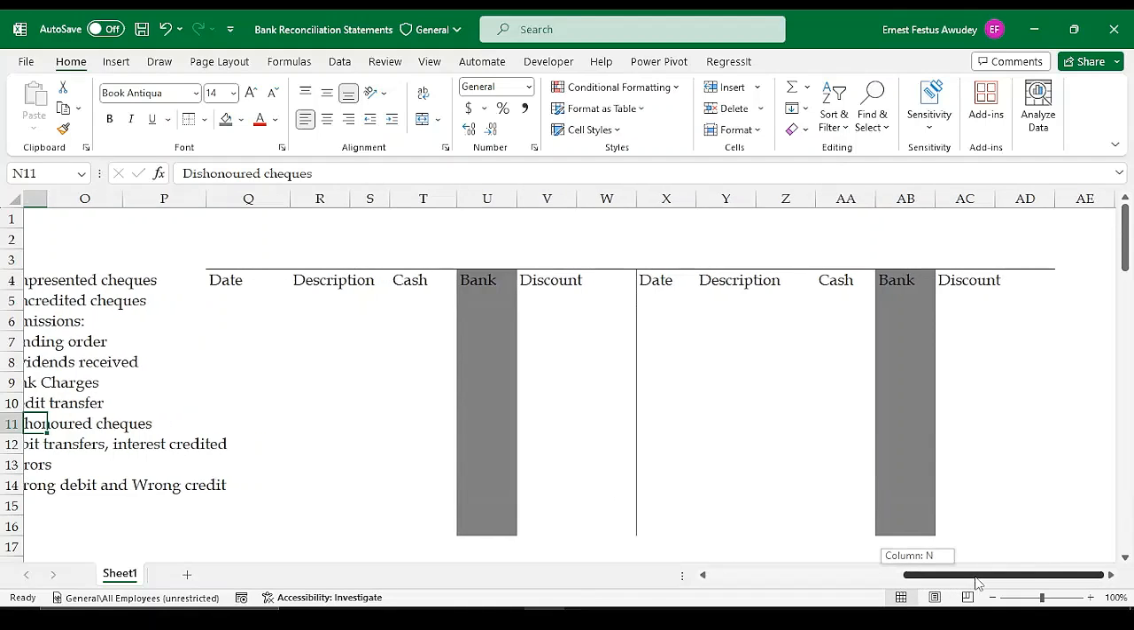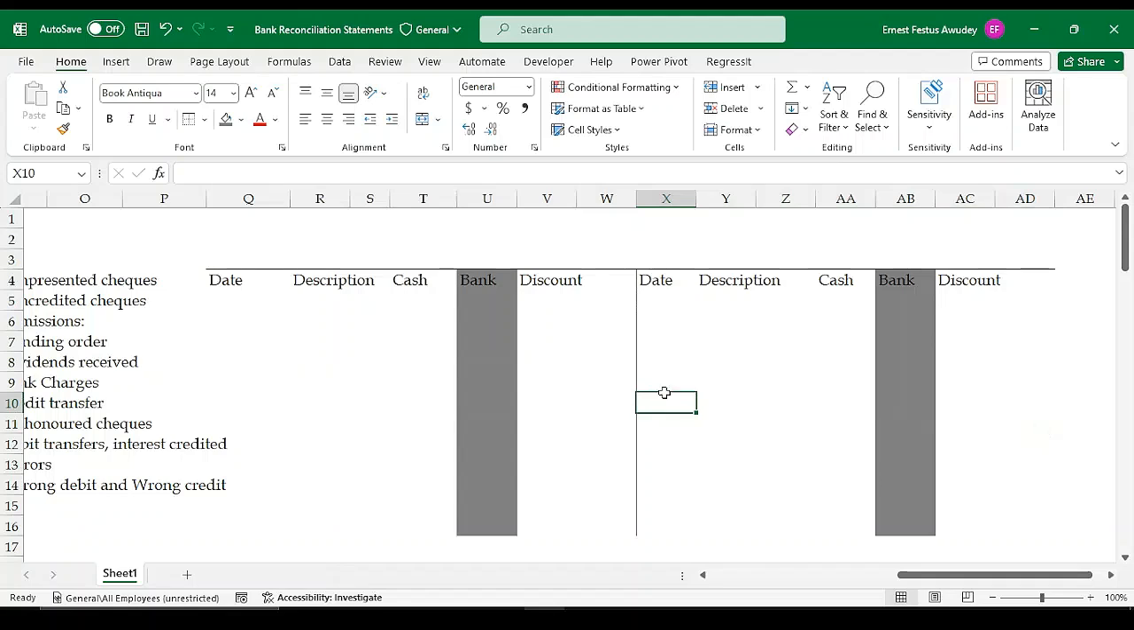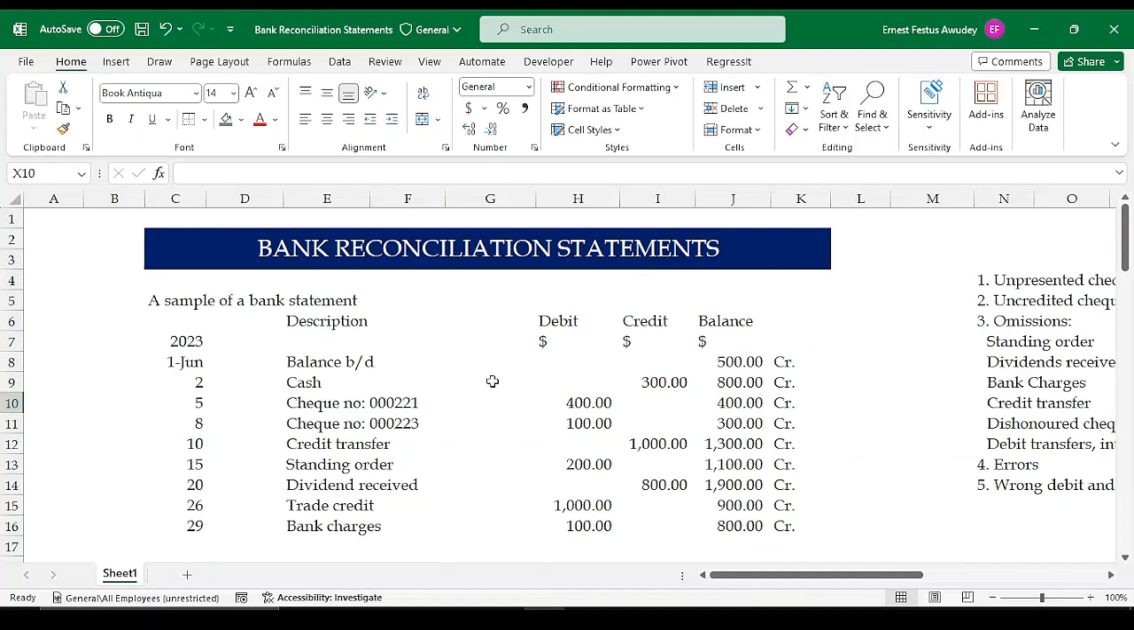All right, so what is happening here is that the business has drawn a check as a payment to a supplier, and it has entered it as a credit entry in the cash book, because it's a payment to the supplier. The supplier then goes to present the check to the bank, and the bank disagrees or fails to honor the check.